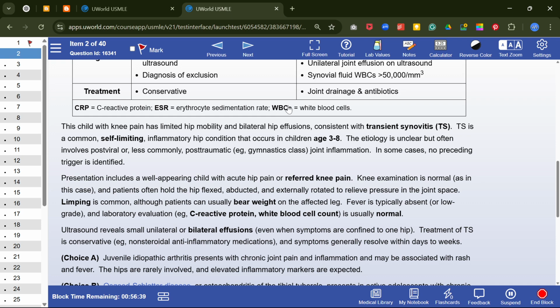Ultrasound reveals small unilateral or bilateral effusion even when symptoms are confined to one hip. Treatment of transient synovitis is conservative, with NSAIDs, anti-inflammatory medication, and symptoms generally resolve within days to weeks.